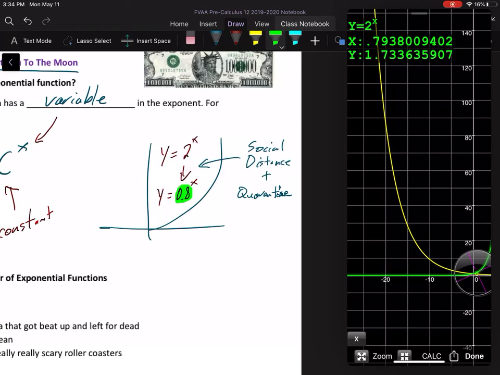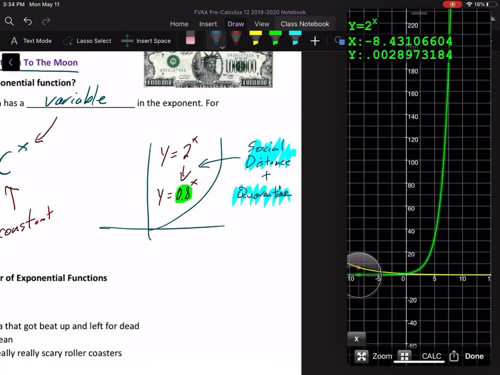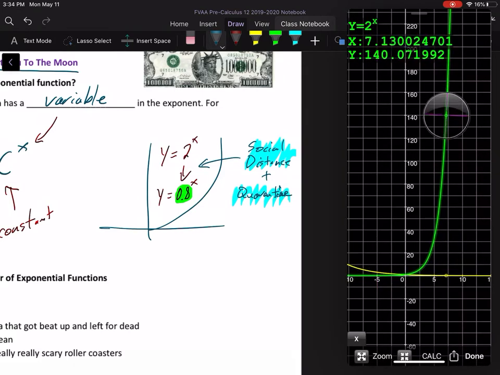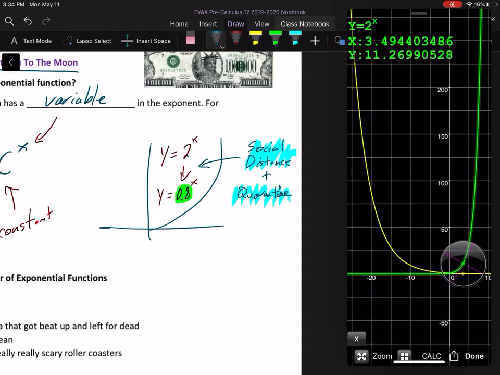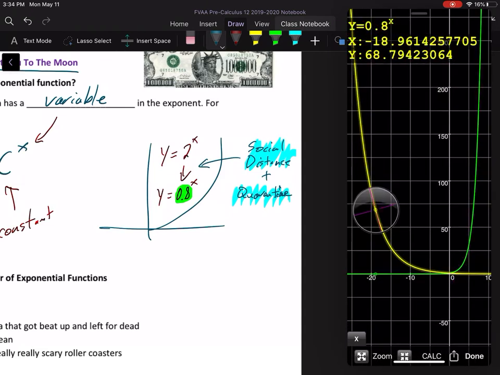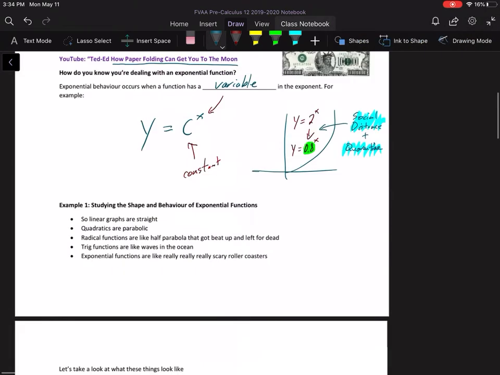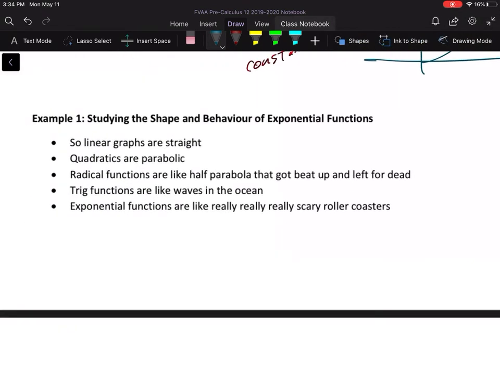So that's what social distancing is all about, right? It's to change that constant value in an exponential curve so that instead of getting exponential growth, like the green line, we're getting kind of exponential reduction, like the yellow line, okay? So that's the math behind that. All right, so let's take a look at some of these examples here.